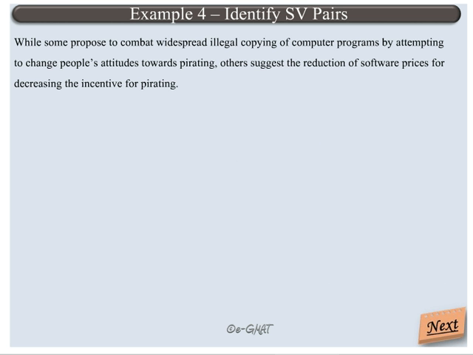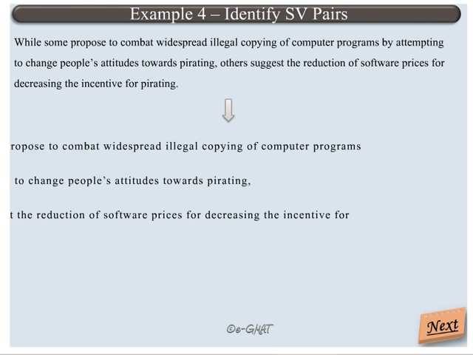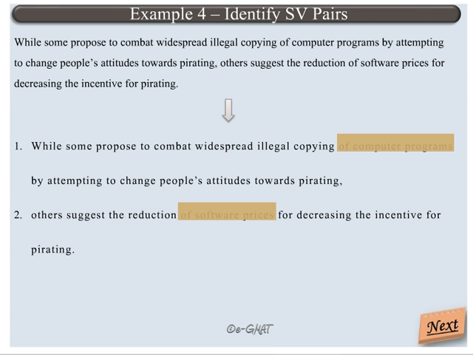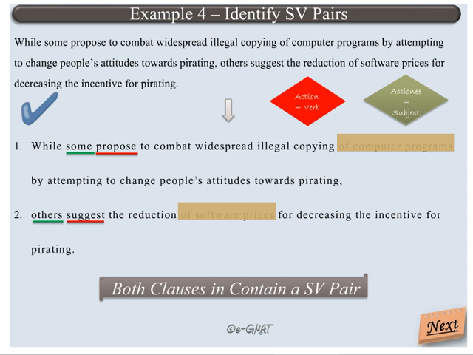Example 4. Read the sentence before we begin the subject-verb analysis. This sentence consists of two clauses as shown. For both the clauses, we will first mark the prepositional phrases. Next, we will look for the subject and verb. Some propose is the subject-verb pair for clause 1. Others suggest is the subject-verb pair for clause 2. Hence, this sentence obeys the rule since it has two clauses and hence two subject-verb pairs.